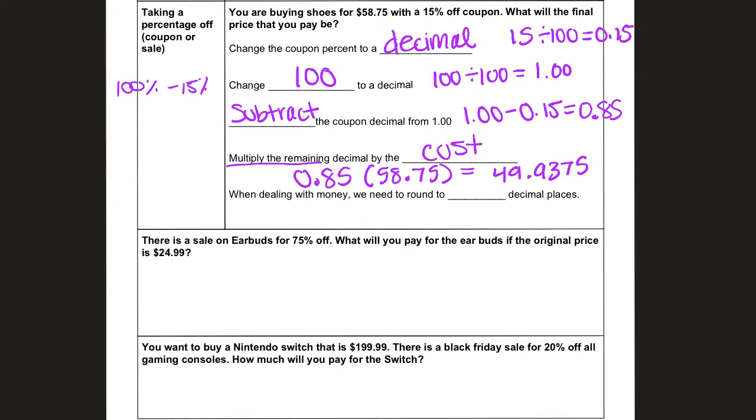And then whenever we're working with money, and rounding is always your last step, we need to round to 2 decimal places. Because money doesn't look like this, right? It only has 2 numbers after the decimal. So I find the hundredths place, I look to the right, 5 or bigger, I add 1 more. So that 3 is going to round up. So our final cost after a 15% off coupon is $49.94.